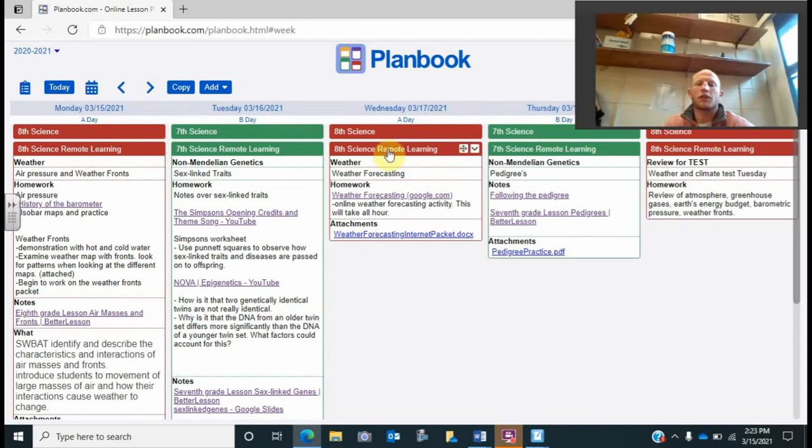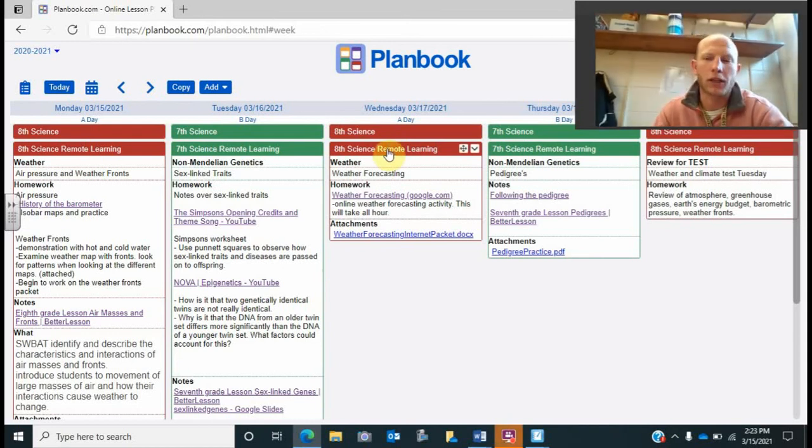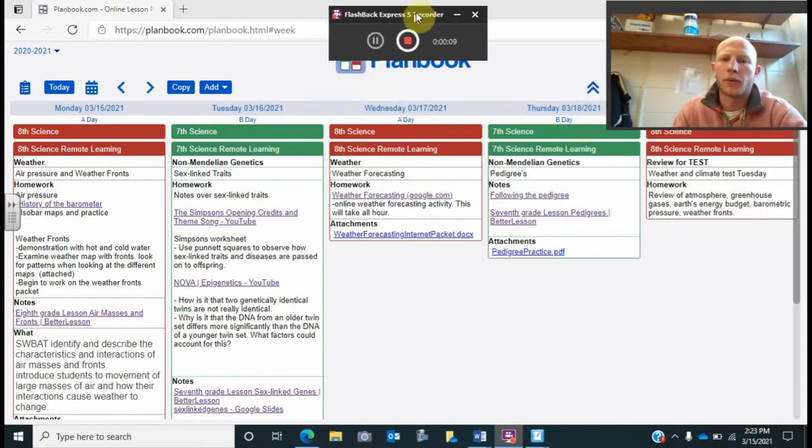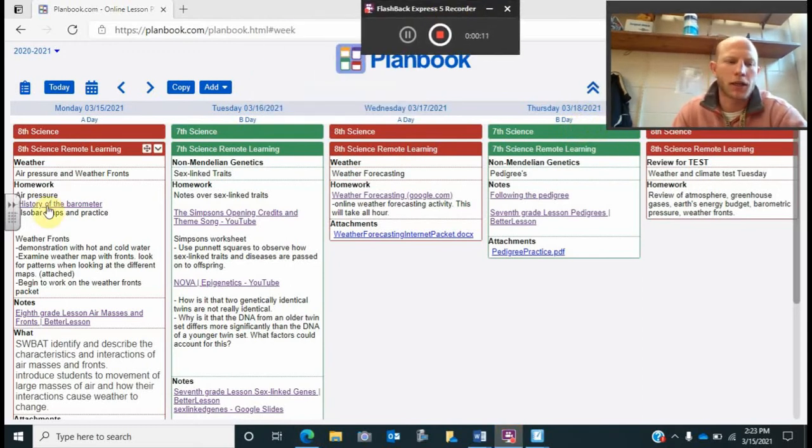All right. So today we looked at air pressure, or on Friday, I know we talked about air pressure. We made a homemade barometer. Right here is a history of a barometer, so it kind of tells you how a barometer works and what air pressure really is.